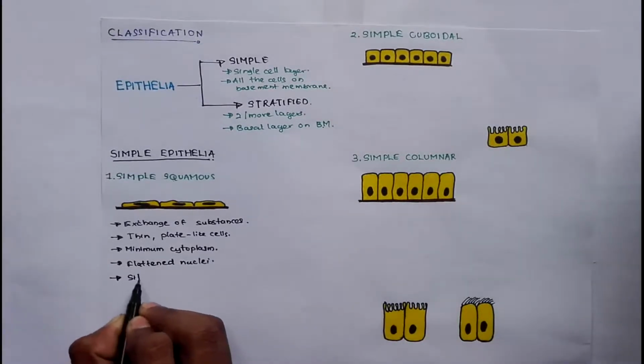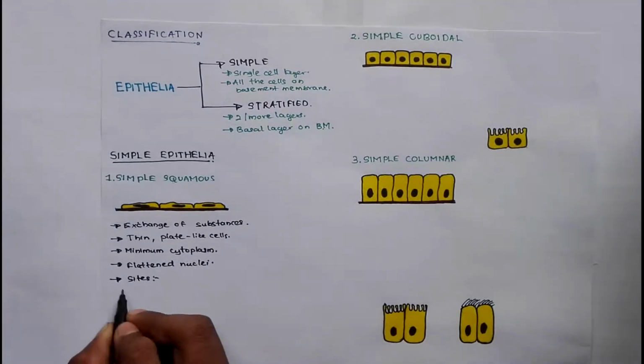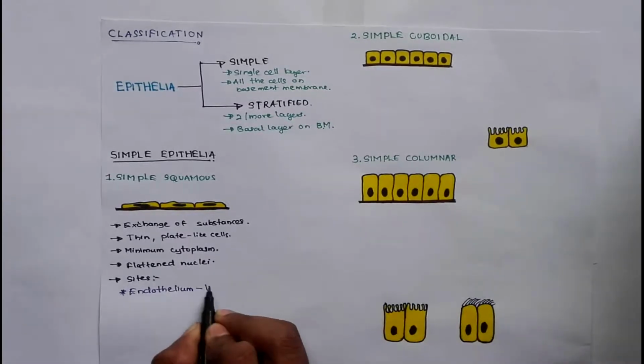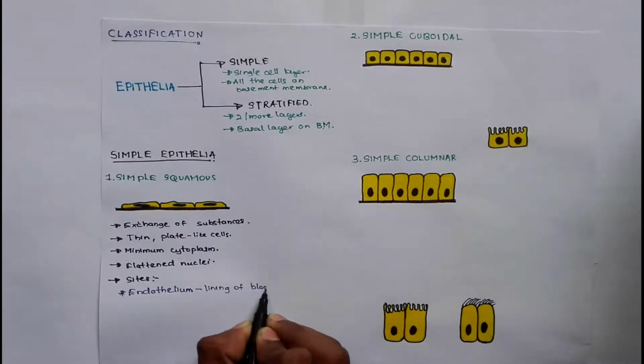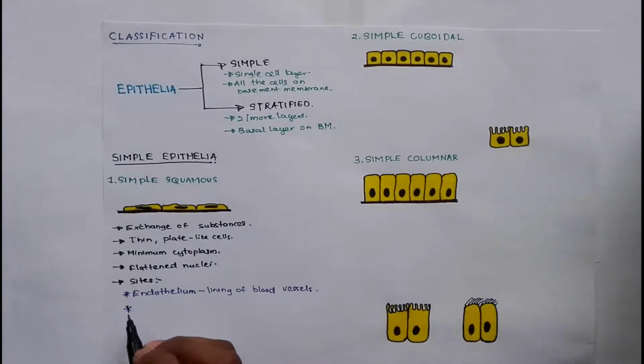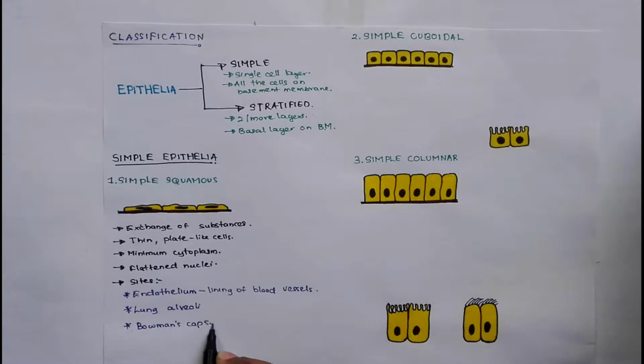The sites where you can find this epithelium are the endothelial lining of blood vessels, lung alveoli, Bowman's capsule and thin limbs of loop of Henle.